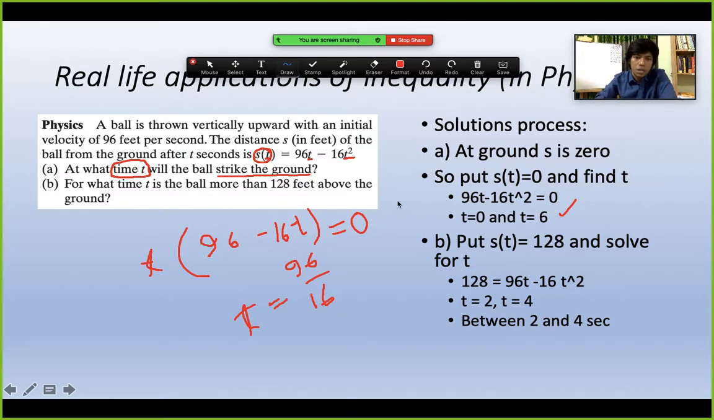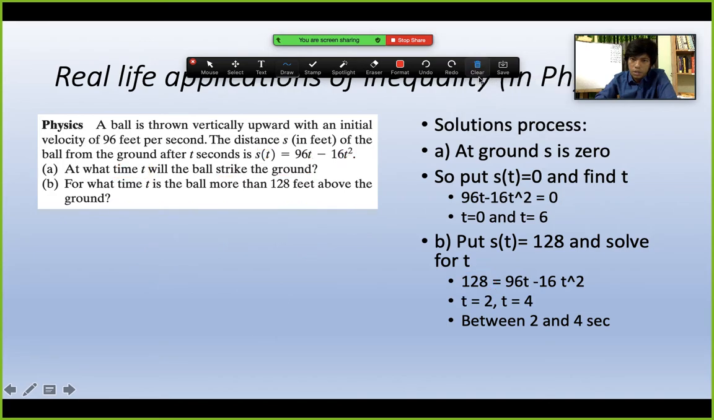Okay. Next question is, for what time t is the ball more than 128 feet above the ground? So this is the distance, 128 feet. That means the s value is given. That's why we have written 128. This distance equals 128, and then we solve it. Solving it means we try to do the middle term factoring here.